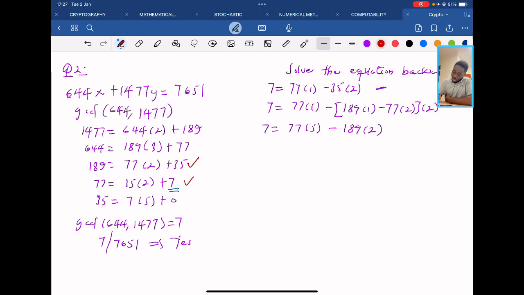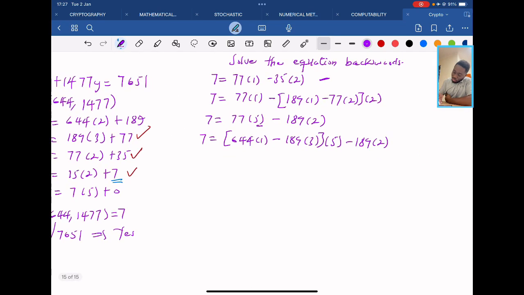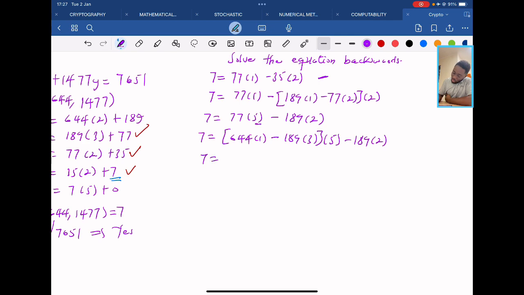Now let's move on to the next remainder, which is 77. So make 77 the subject. You are going to get 644, which has 1 already, minus 189 of 3. Multiply it by this 5. Then minus 189, 2. So if you expand this, you are going to get 644, 1 times 5 is 5, minus 189. So 3 times 5 is 15, plus 2, making 17.